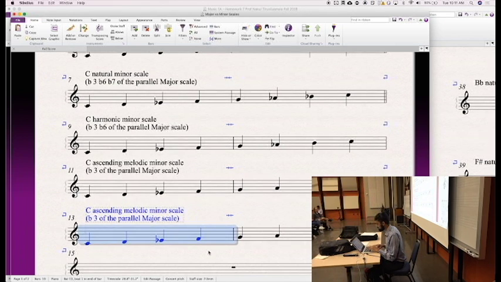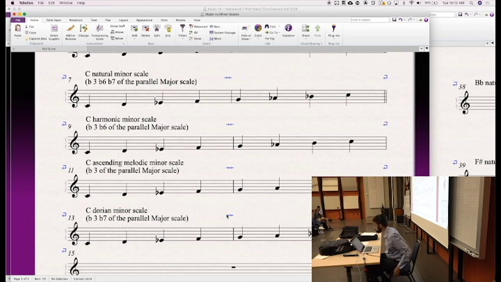What's one that we haven't done? We flatted the 3 and we flatted the 6. We flatted the 3, the 6, and the 7. We've just flatted the 3. What's another possibility? 3 and 7. And this one right here is called C Dorian minor scale. This is flat 3 and flat 7, the parallel major scale.